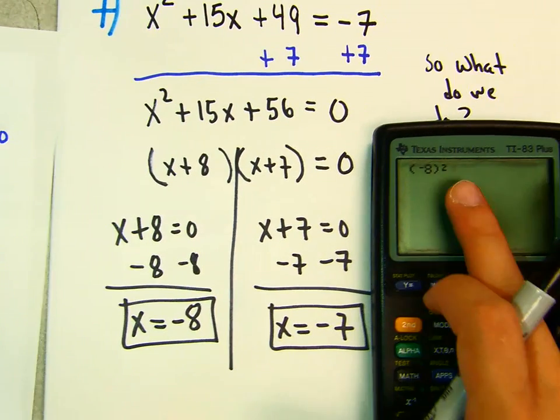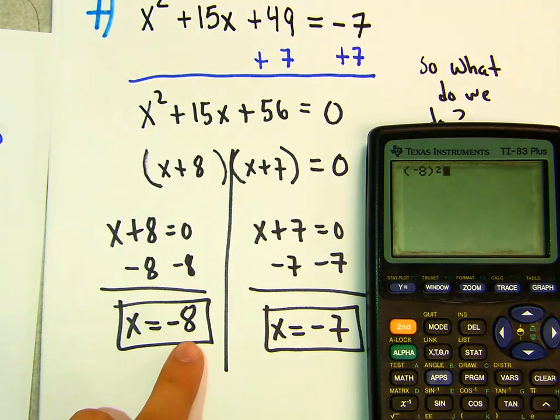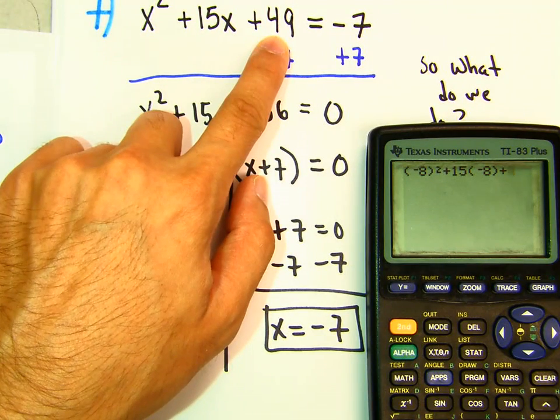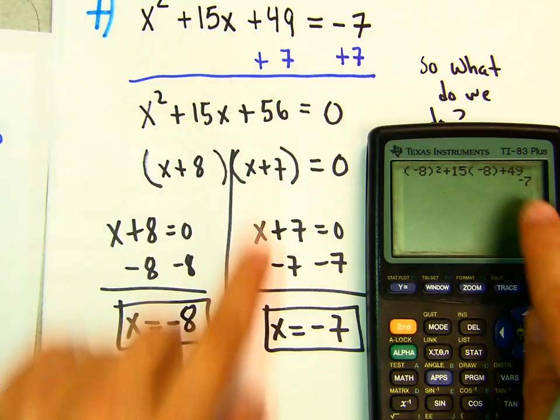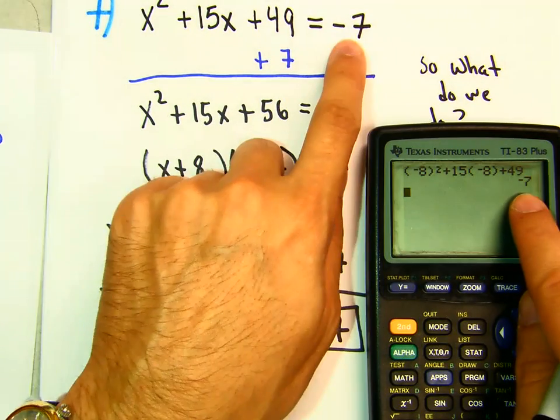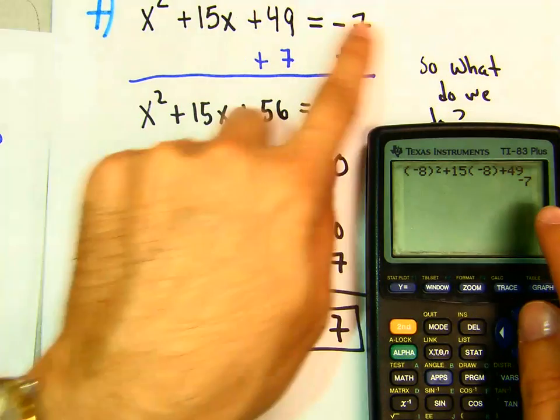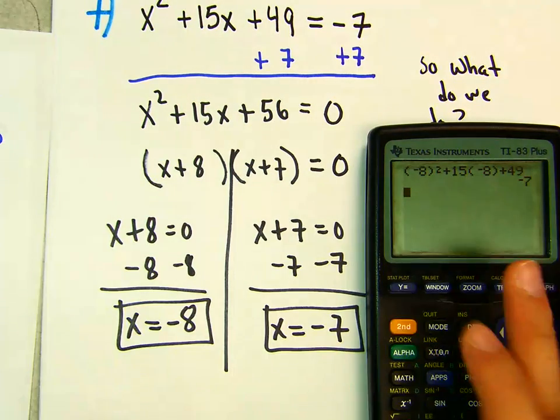Look over here on this side. You see, negative 8 squared plus 15 times negative 8, I'm just following this, plus 49, it has to equal what? Look, it's minus 7. What I want you to do is do the same thing, but use minus 7, and it'll equal that. And that's what you're solving for here.